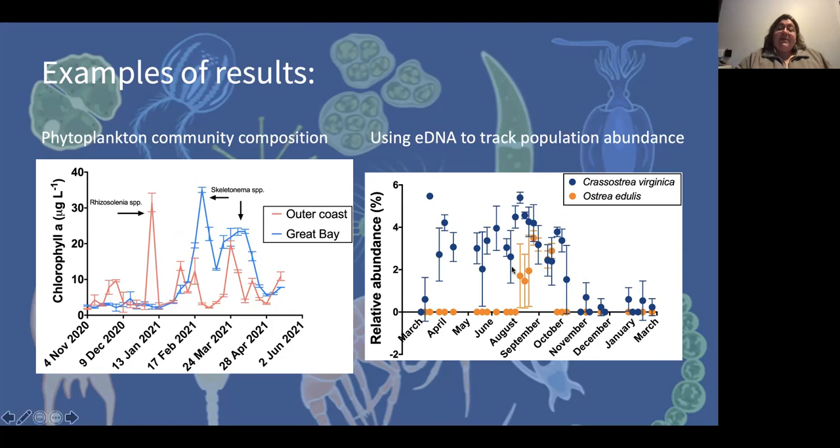Here's an example from work that we've done in coastal Georgia, where we've looked at relative abundance of different organisms. In this case, I'm showing the relative abundance of 2 oyster species. So we can use eDNA to track relative population abundance over time. And we can do this for pretty much any species that we're interested in, anywhere from oysters all the way down to pathogenic bacteria.